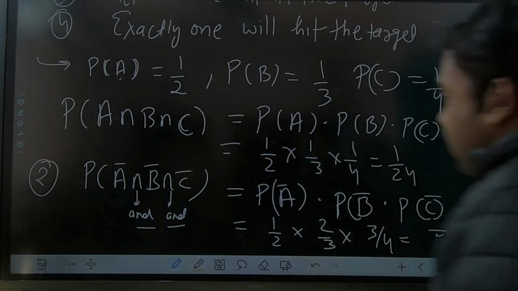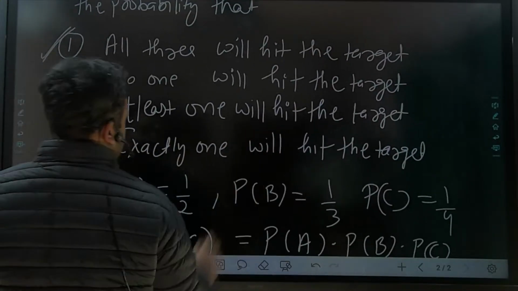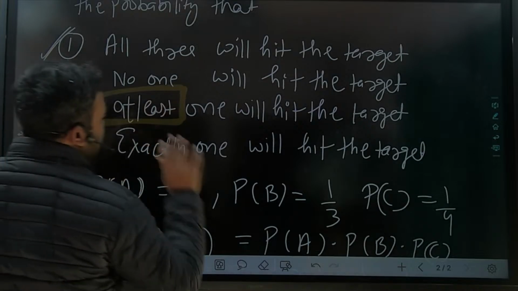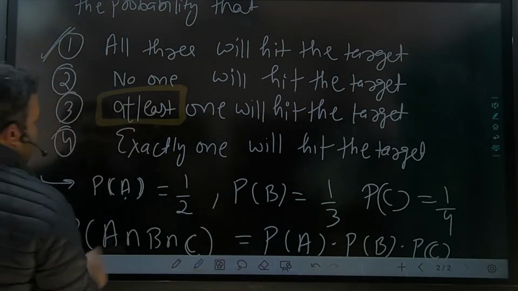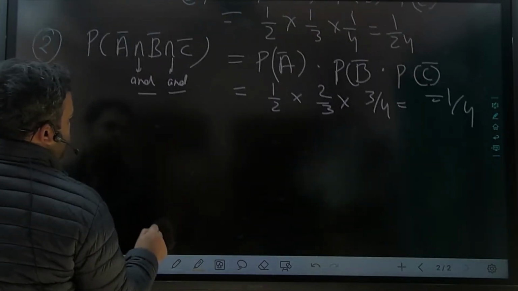Now the third case is interesting, when at least one will hit the target. At least one means what? Minimum one will have to hit the target. It can be 2, it can be 3 also, it doesn't matter. So minimum one has to hit the target. So what are the possible cases?